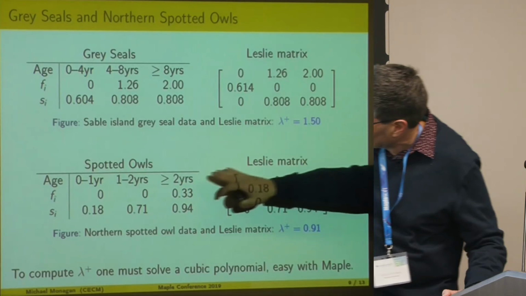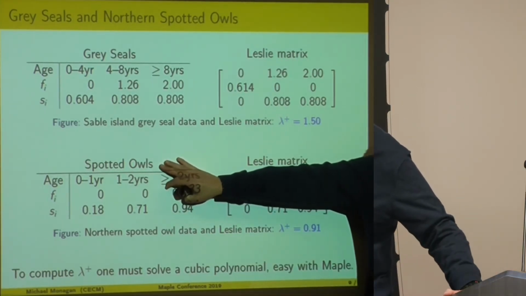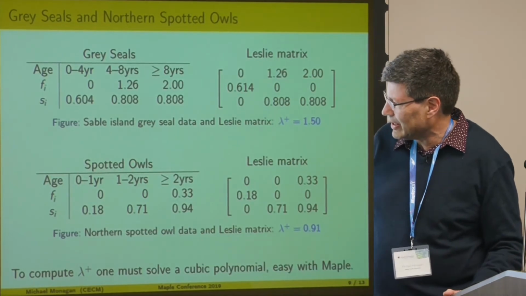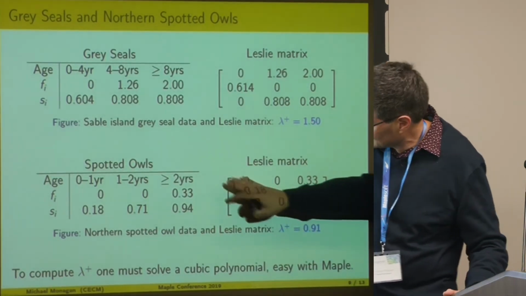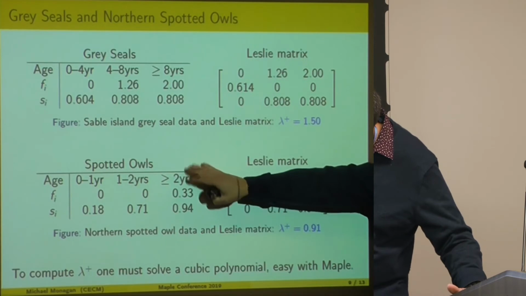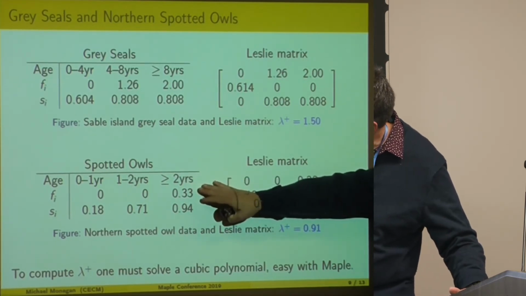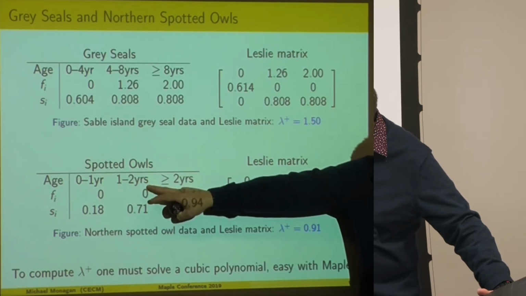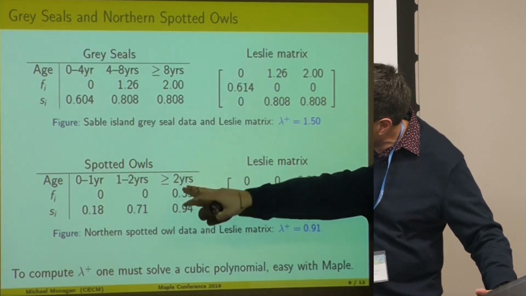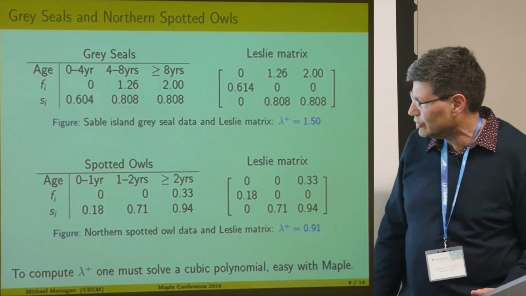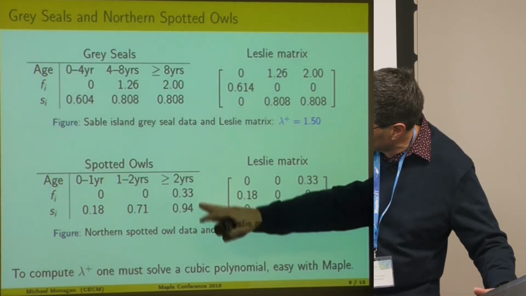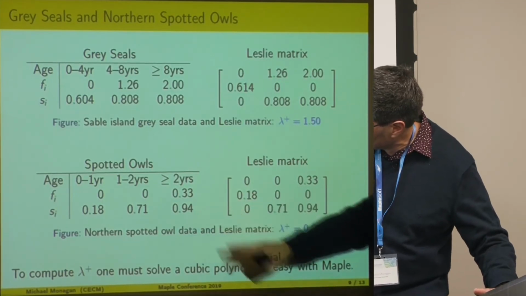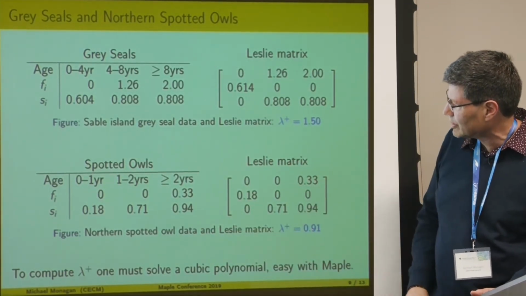in Lay, he has this population for the northern spotted owls. He's also divided the spotted owl population into 3 age groups. The first age group is 0 to 1 year, the second one is 1 to 2 years, and the third one means older than 2 years, and he has somehow, he doesn't say, he's got data for the fertility rates and the survival rates, and this is the Leslie matrix that you get.